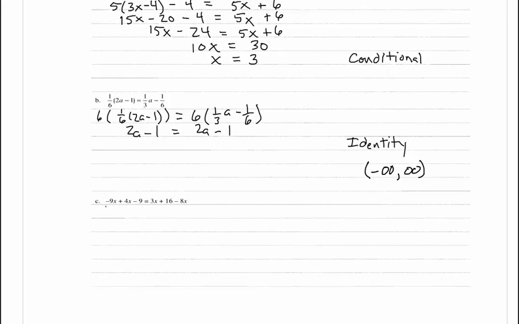In C, we have negative 9x plus 4x minus 9 is equal to 3x plus 16 minus 8x. So the first thing I'm going to do is combine my like terms on each side of the equation. On the left side, I have negative 9x plus 4x is negative 5x minus 9, is equal to, we have 3x minus 8x is minus 5x, and we have plus 16. And now if we were to add 5x to both sides, we would have negative 9 is equal to 16. And this is a contradiction.